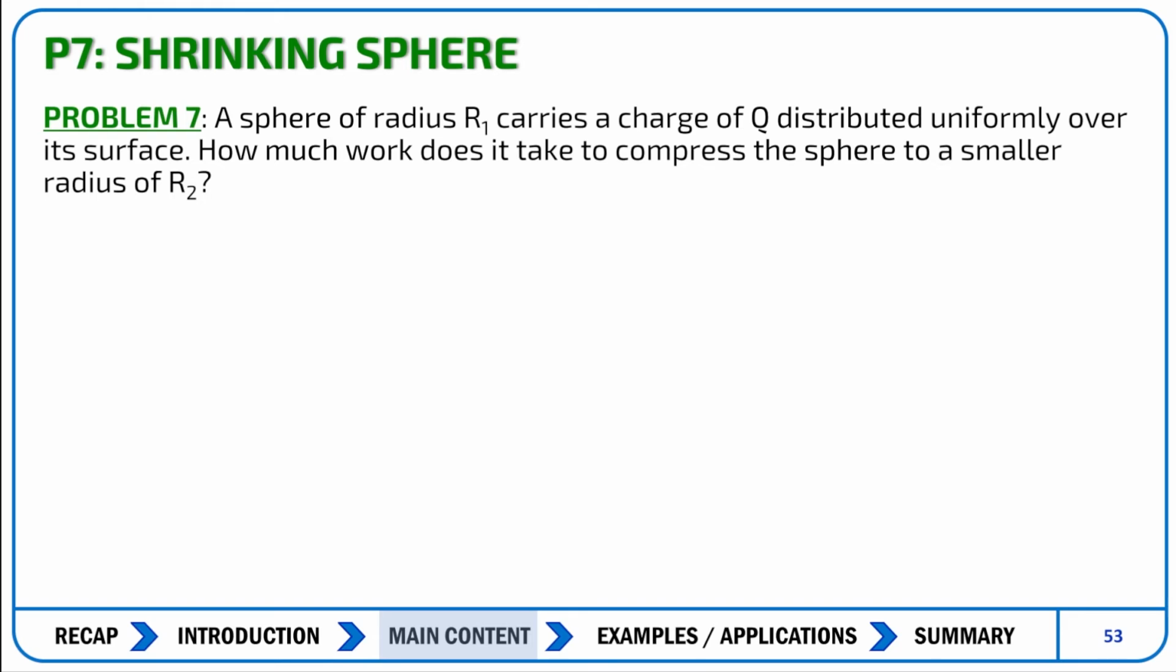In problem 7, we want to take a look at what happens to a shrinking sphere. A sphere of radius r1 carries a charge of q distributed uniformly over its surface. How much work does it take to compress the sphere to a smaller radius of r2? This is a little more complicated, so we're first going to draw a diagram. Keep in mind, we're still in the energy unit, so we have to think of energy, and figure out how to compare the two spheres.